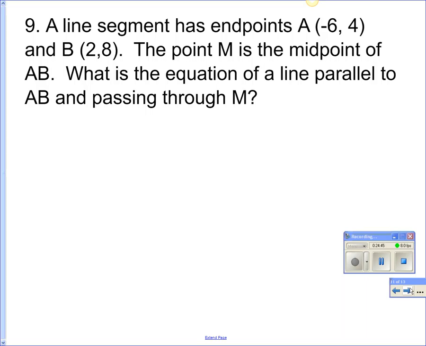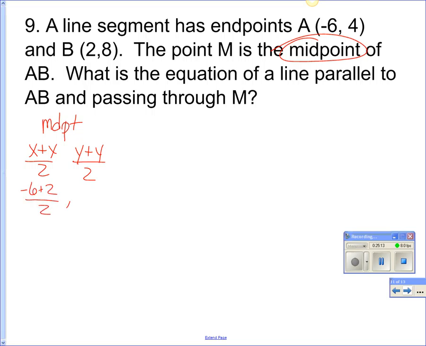Good. Sarah, tell me anything that I should do to work this problem out. Very good. She saw the word midpoint, so we might as well do that. Midpoint: x plus x divided by 2, y plus y divided by 2. Destiny, what are my two x numbers? Very good. So I do -6 plus 2 divided by 2.